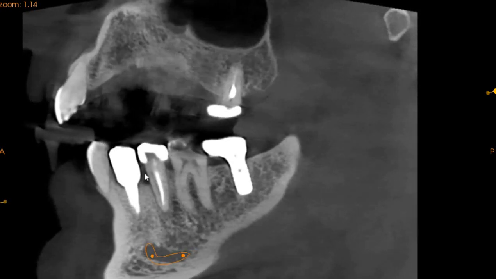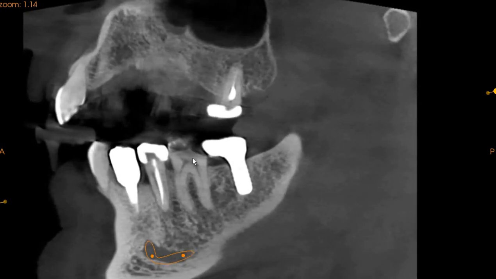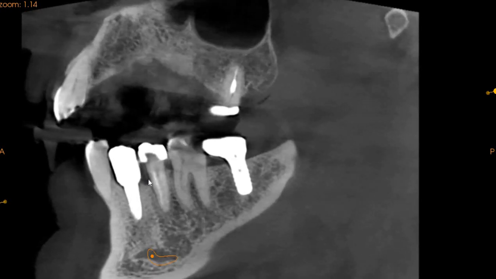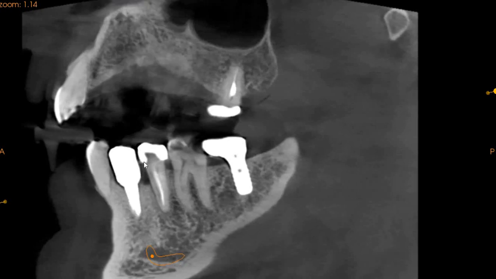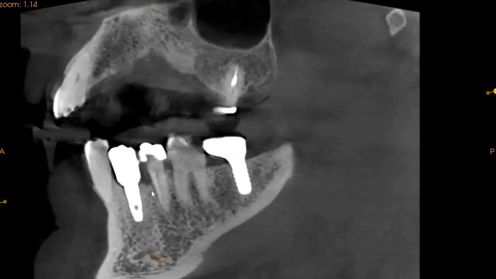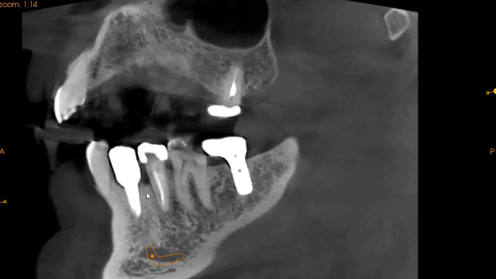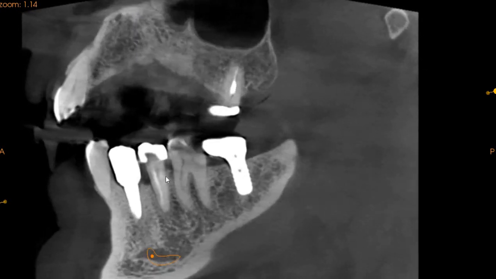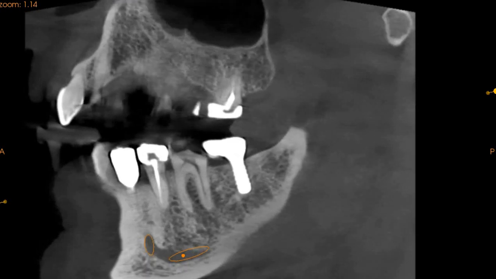We do see that there is a periodontal defect on the mesial aspect associated with the implant on the medial. The implant itself is very stable. The crown is stable, but because of the implant depth, there is a bony defect which is associated and could be a periodontal problem with this particular tooth.